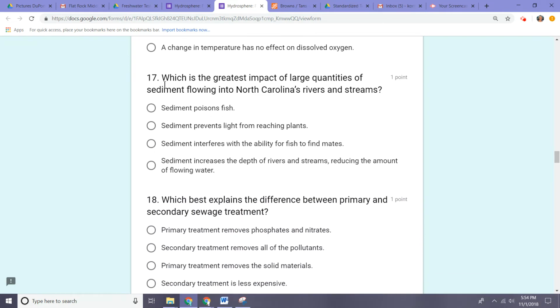Number 17. Which is the greatest impact of large quantities of sediment flowing into North Carolina's rivers and streams? Sediment poisons fish. Sediment prevents light from reaching plants. Sediment interferes with the ability for fish to find mates. Sediment increases the depth of rivers and streams, reducing the amount of flowing water.